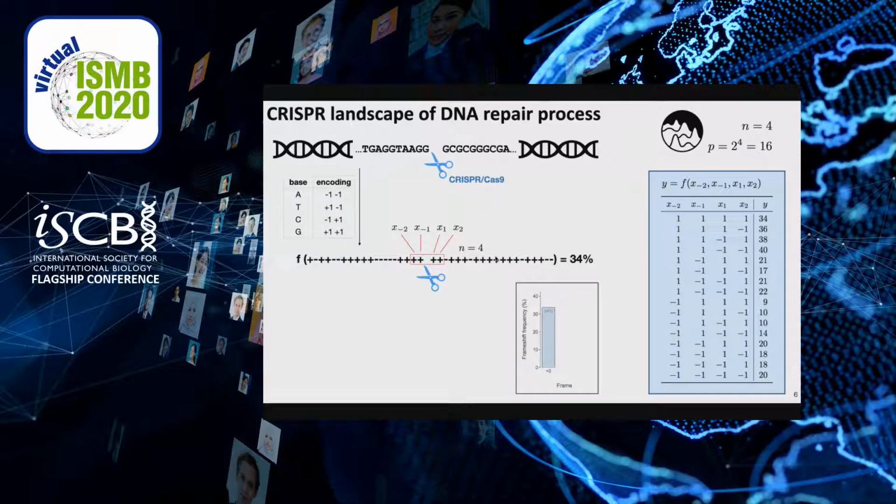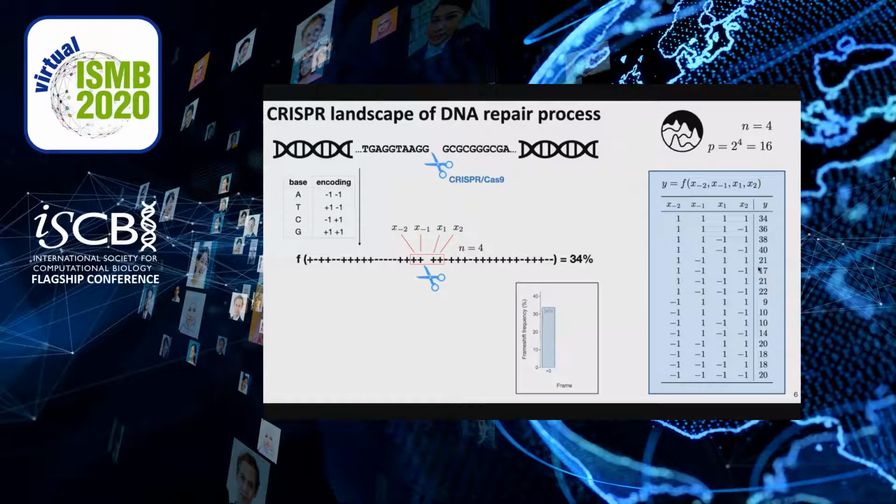And for each pattern, let's construct this CRISPR experiment where we are cutting the sequence in the middle and find the zero frame shift value for that experiment and put it in the table on the right. So what we really call a CRISPR landscape or a DNA repair landscape is the vector on the right in this table.